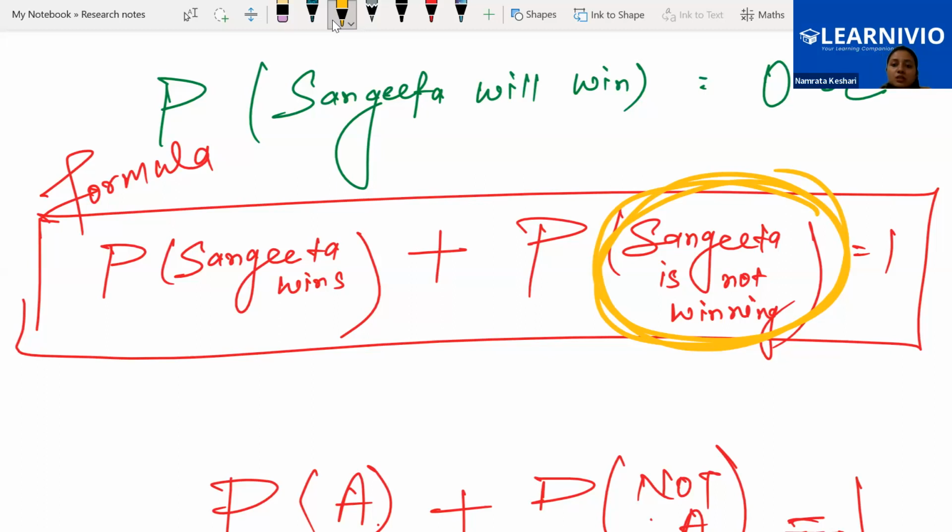Okay. So the circled one, which I have written, that Sangeeta is not going to win, whatever answer we get for this circled one, that is the only meaning of Reshma will win the match. Can I write it this way, that Reshma will win the match? Sangeeta is not going to win means what? Reshma is going to win. So these two are different sentences, but exactly the same meaning. Are you able to understand?